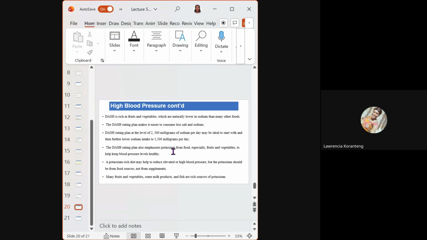So the DASH diet also, yes, Feka. Then please, I have a question. My question is, I've seen most people who are suffering from diabetes and the same time high blood pressure. Why is it that it's usually combined like that? Mm-hmm. They go hand in hand. They are like brothers and sisters.